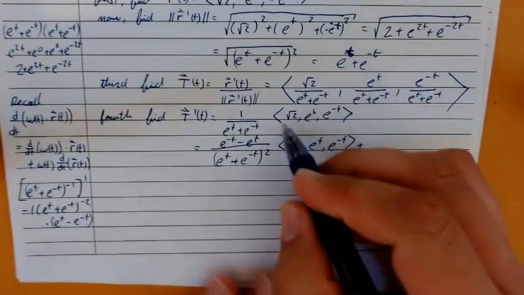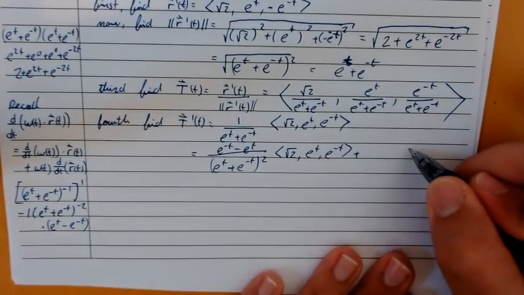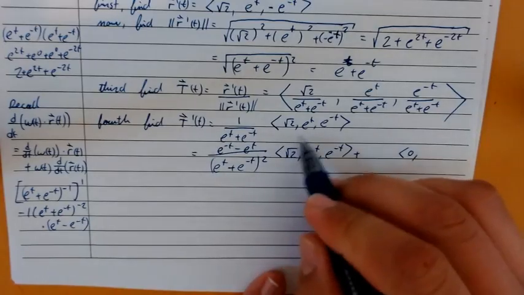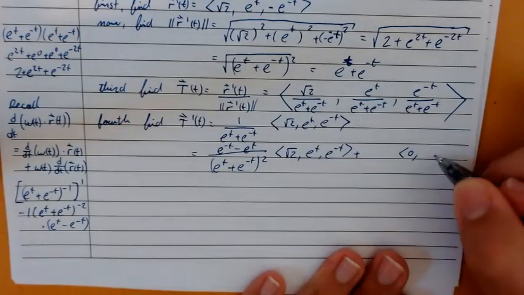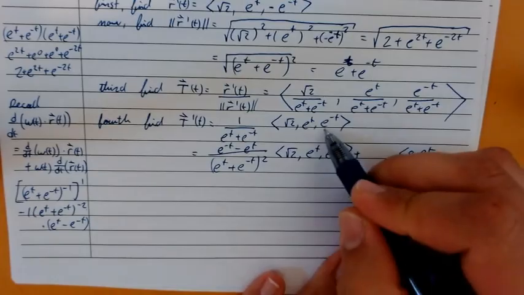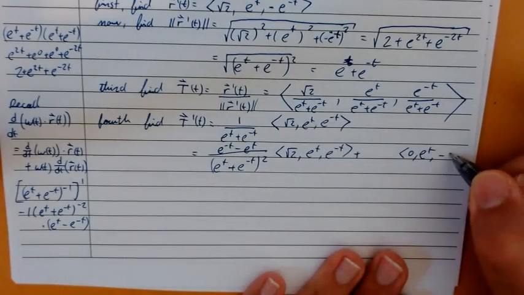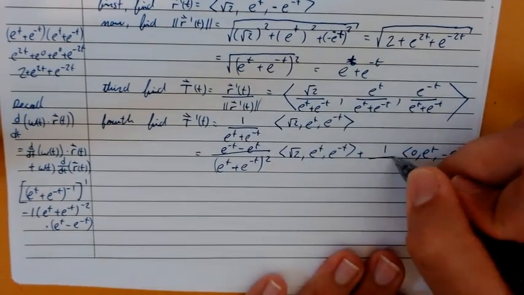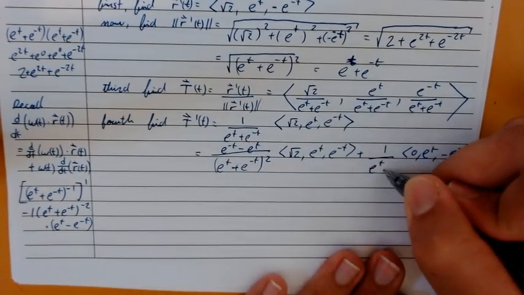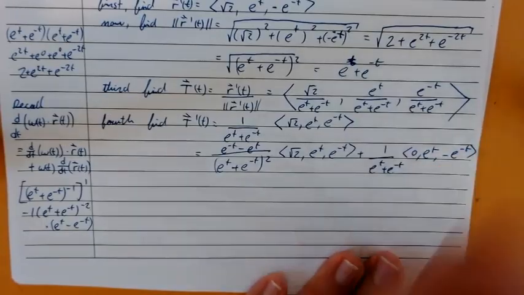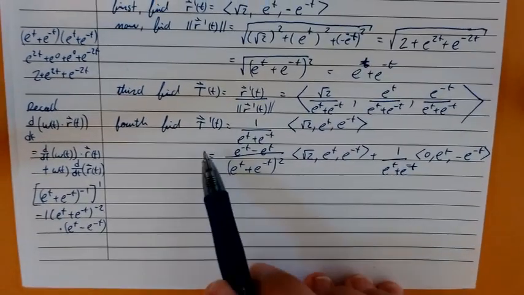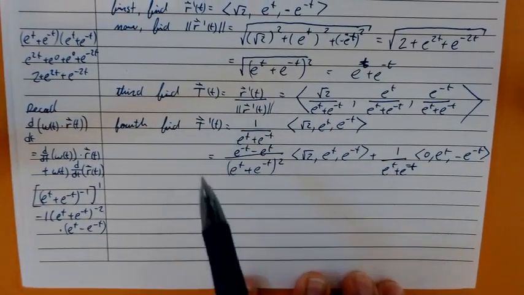Plus, now I need to take the derivative of the second part. That one's relatively nice. The derivative of square root of 2 is 0. The derivative of e to the t, that's e to the t. And the derivative of e to the minus t, that's minus e to the minus t, times the first part. Like that. Okay. So now that's the derivative of my unit tangent vector.